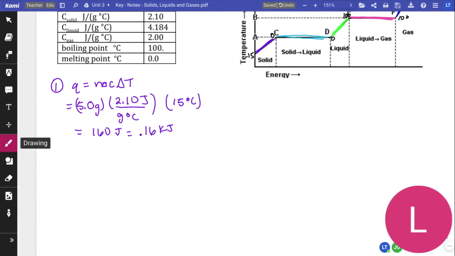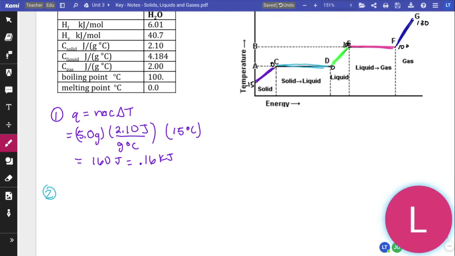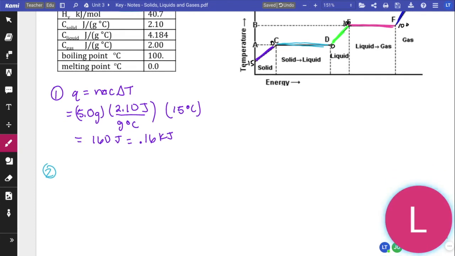Now for segment number 2, I am melting, and so I'm going to use this equation right here, my Q equals M times H. Now, what I want you to notice about our H is that it is in units of kilojoules per mole. So I'm going to have to convert from grams of my substance, because I have 5 grams, to moles before I am able to use that Q equals M times H. I'm going to show you that you can just do the dimensional analysis here instead of having to plug it into the equation.